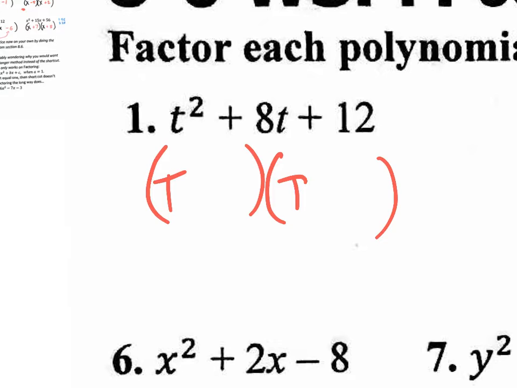What times what is 4 that if you combine together is 8? What times what is 12? Sorry. What times what is 12 that if I add 6 times 2? So positive 6, positive 2. Once again, what times what is a C value that if you combine together is your B value?